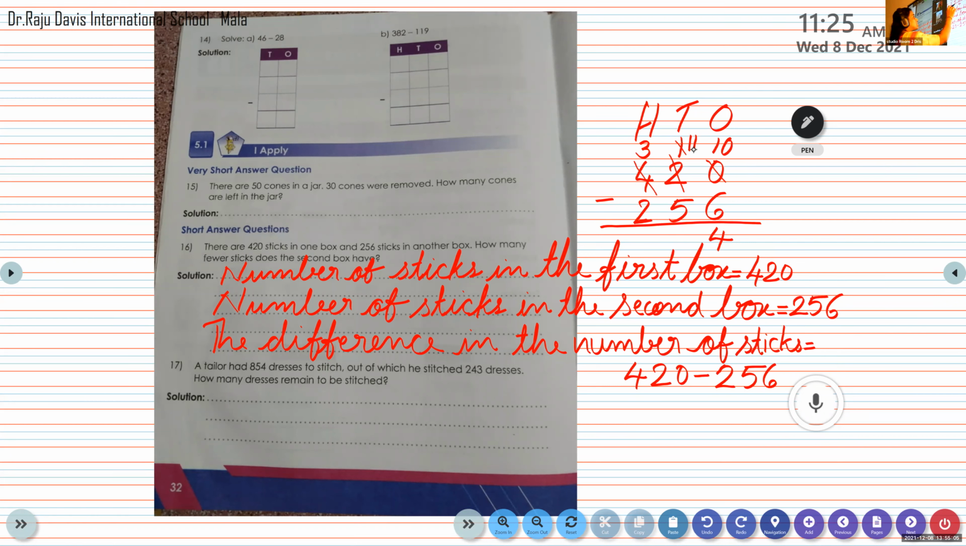6. Yes. And that hundreds place, 3 minus 2 is? 1. So we got the answer, 164, is equal to 1.